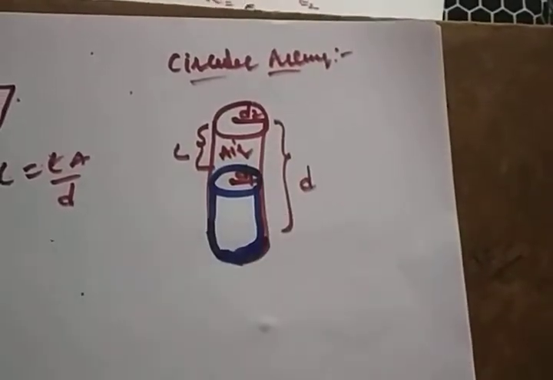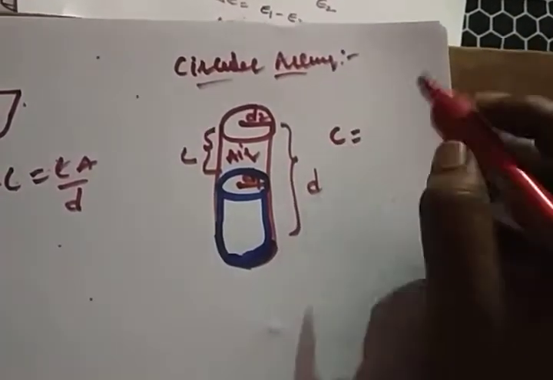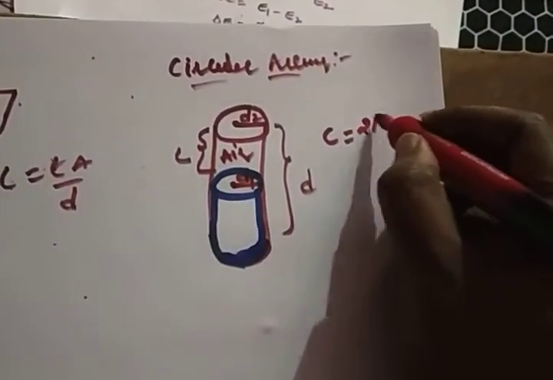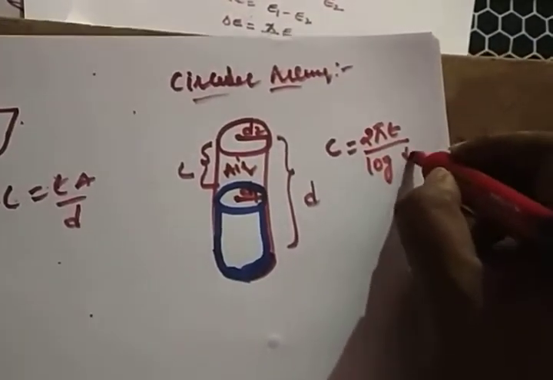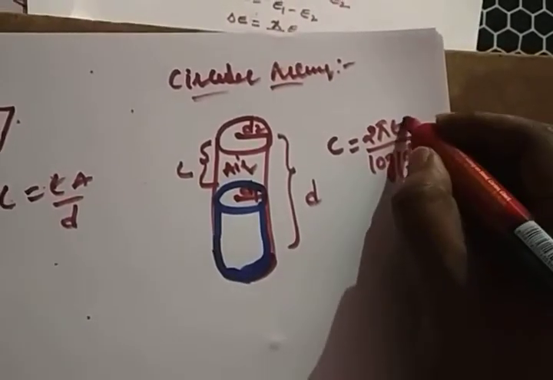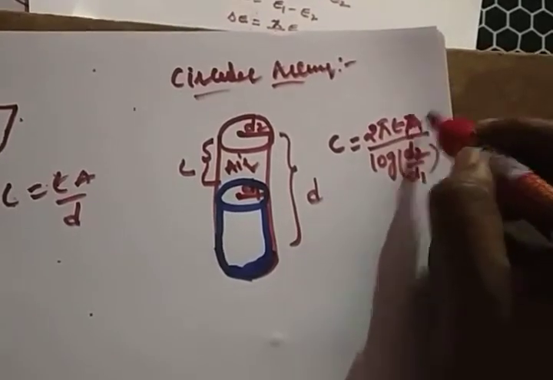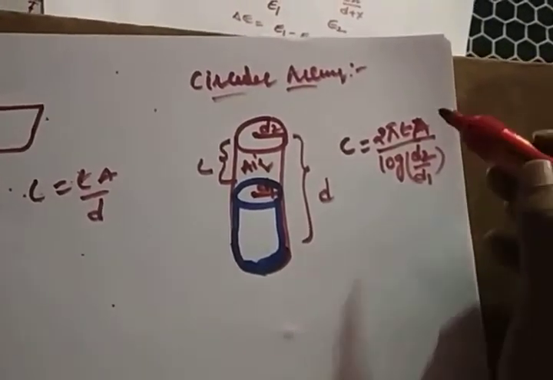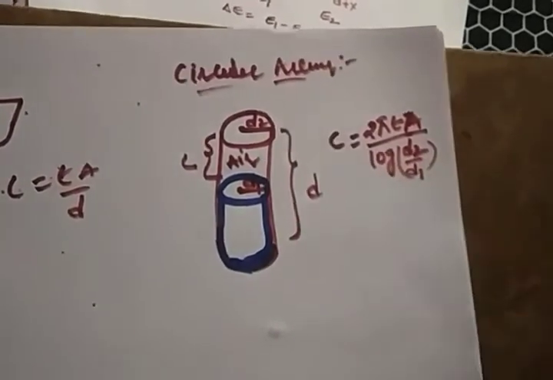So the total distance will be there. What is the formula? You know the formula: 2 pi epsilon a, log d2 by d1. This is the formula for capacitance. Here, epsilon a is nothing but L into x, whatever it may be. 2 pi epsilon a log d2 by d1.